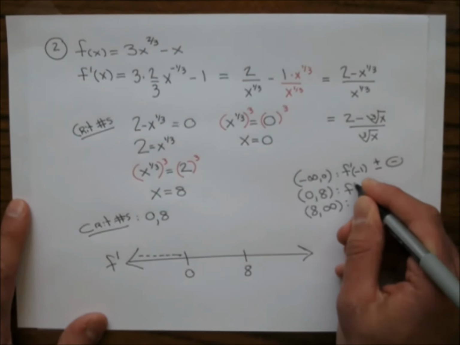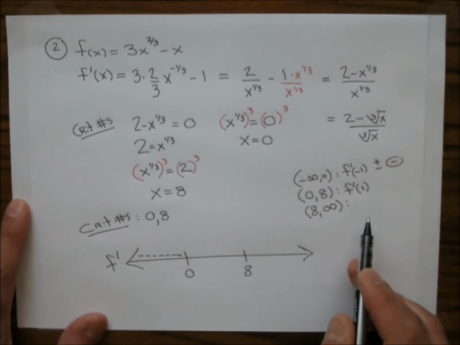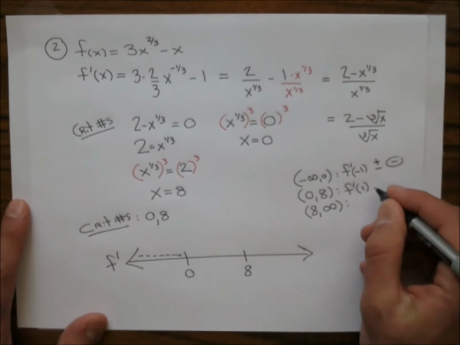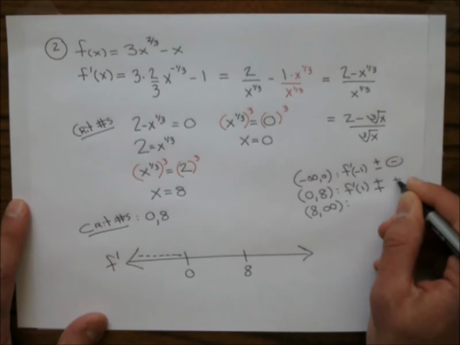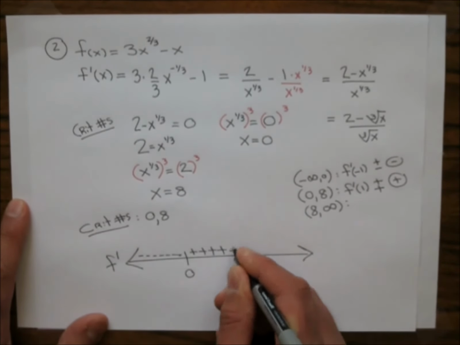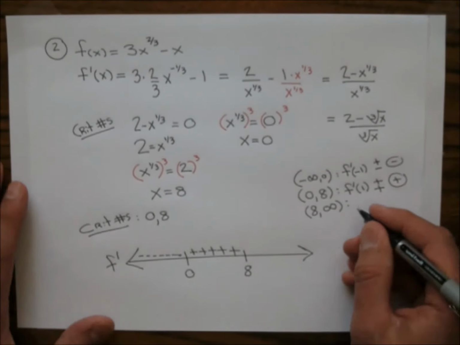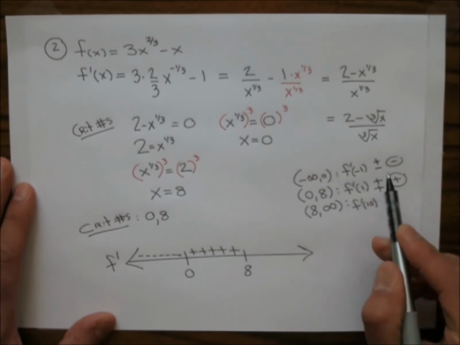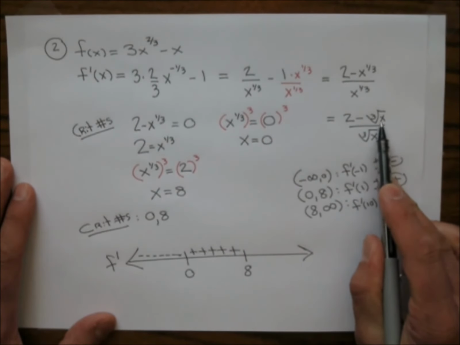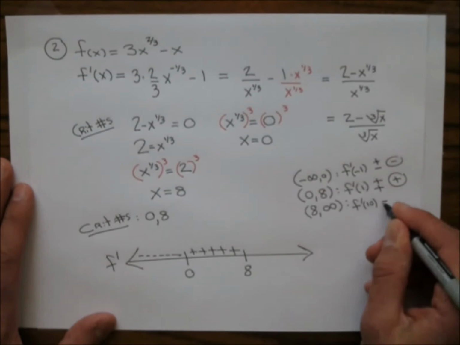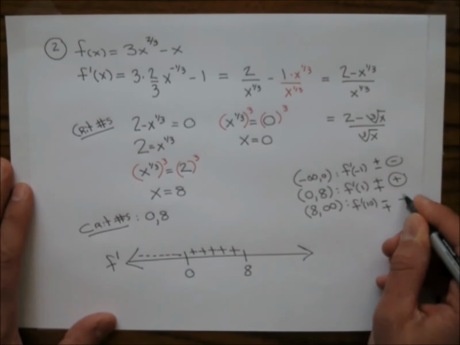I'm now going to put 1 into the derivative, and I have 2 minus 1 on the top, that's positive, and 1 on the bottom. Positive over positive is a positive, which means we have that right there. I'm going to go ahead and put 10 into the derivative, and if I put 10 in there, maybe I should have put 27 in there, but I'm going to end up getting a negative on the top and a positive on the bottom, which gives me a negative.